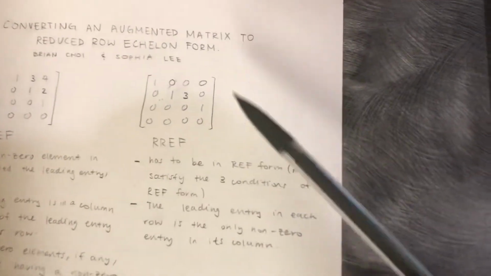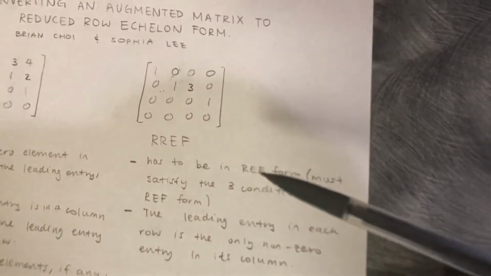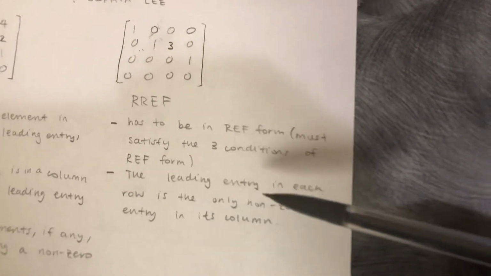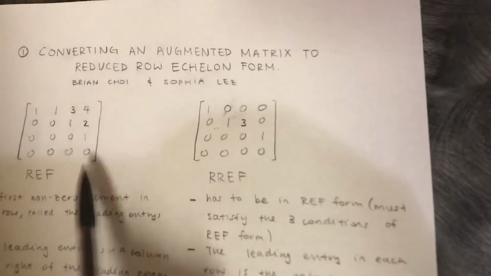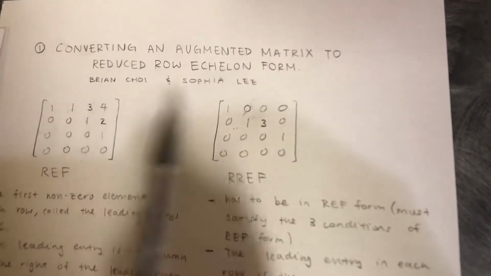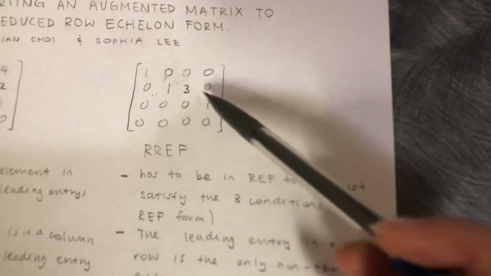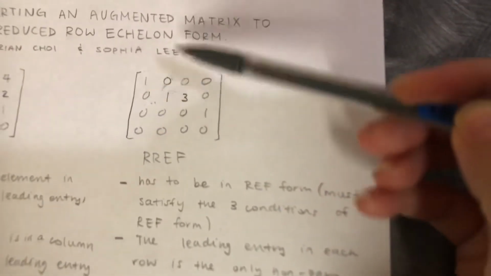So the reduced row echelon form must satisfy these three conditions, but it also needs to have the leading entry in each row be the only non-zero entry in its column. So the difference between these matrices is that this one has the number 3 above the leading entry of this row, while all of these leading entries have no numbers above or below in their columns.